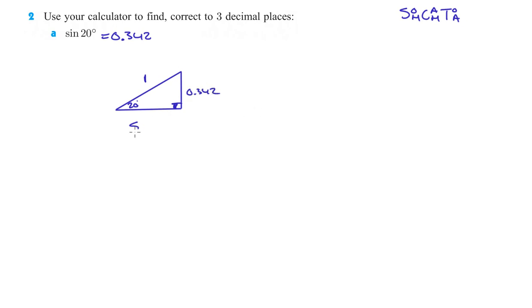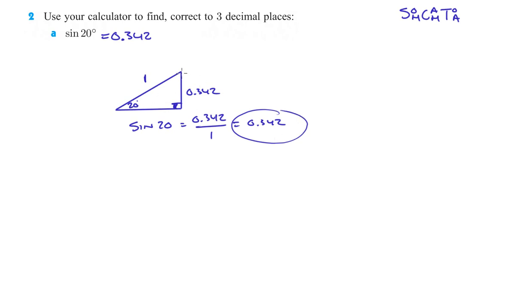Right? Because the sine of 20 is going to be opposite over hypotenuse, which equals 0.342 over 1, which equals 0.342. Or basically, it doesn't even matter what either of these are. What matters is that whatever this number is, when you divide it by that number, it's always going to give you the ratio of 0.342. So that gives you a ratio.